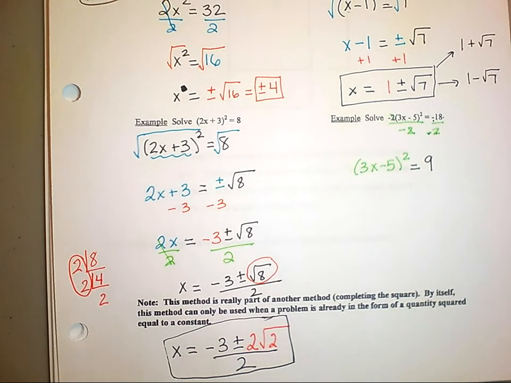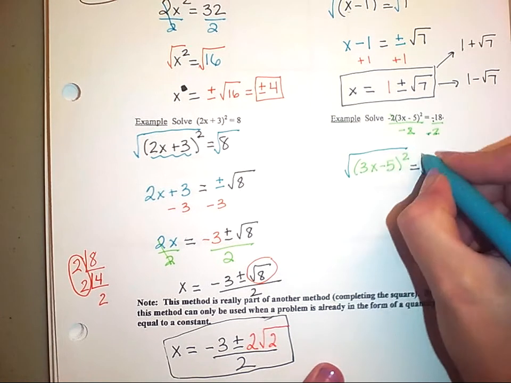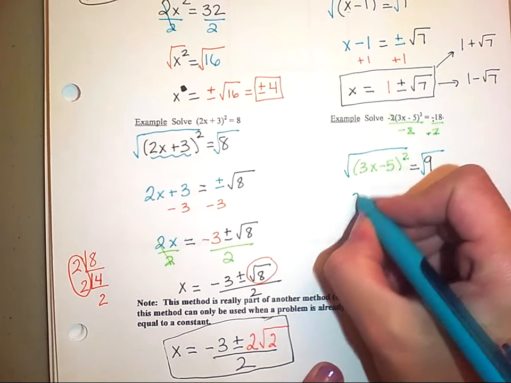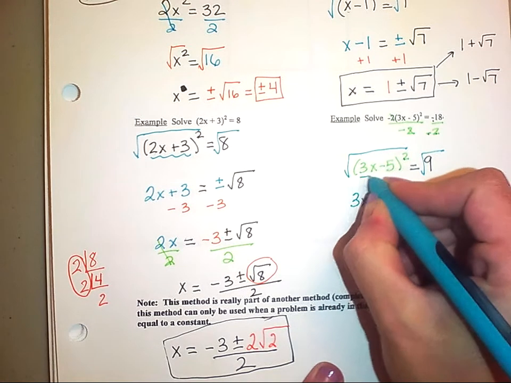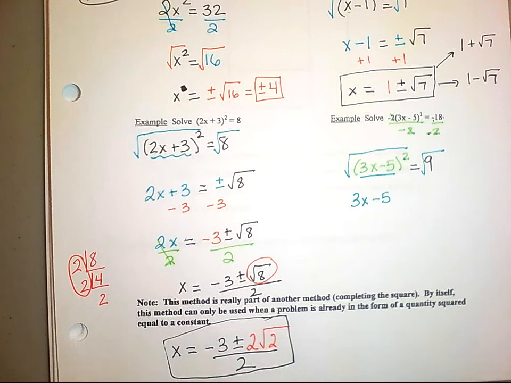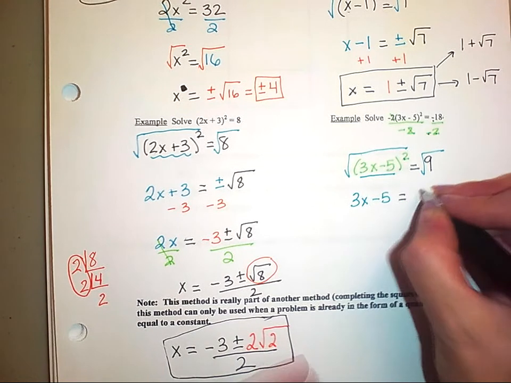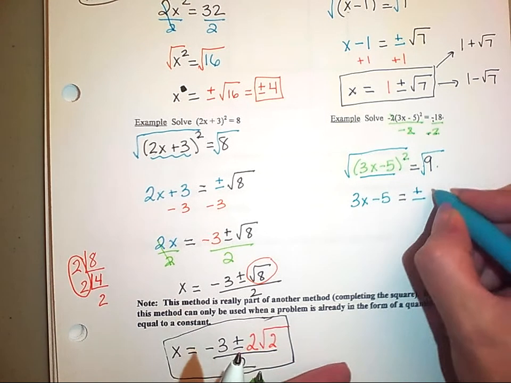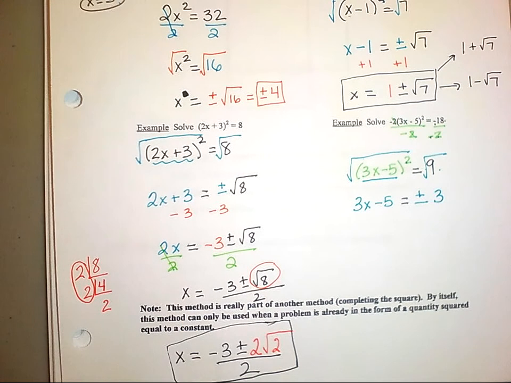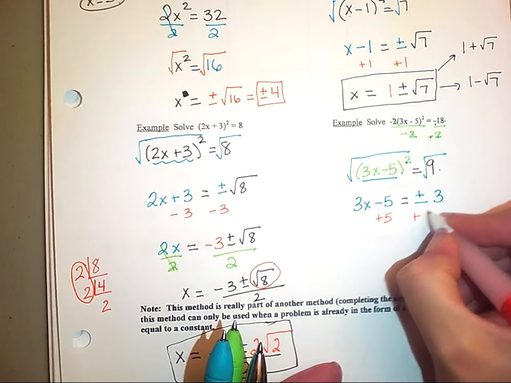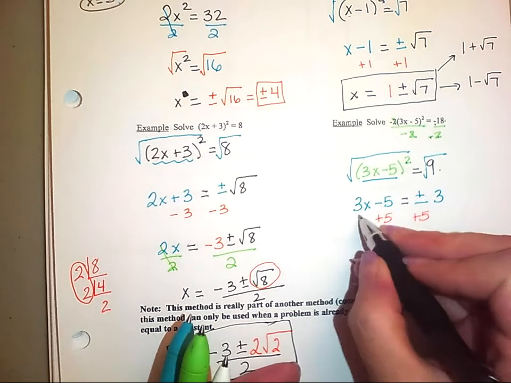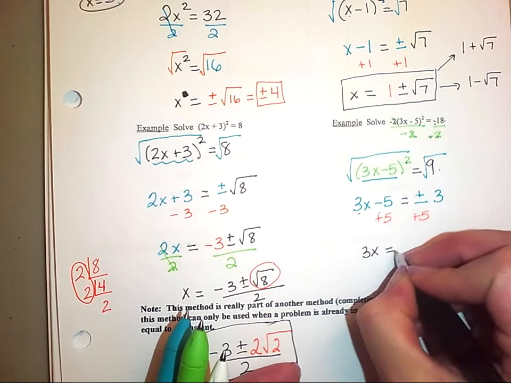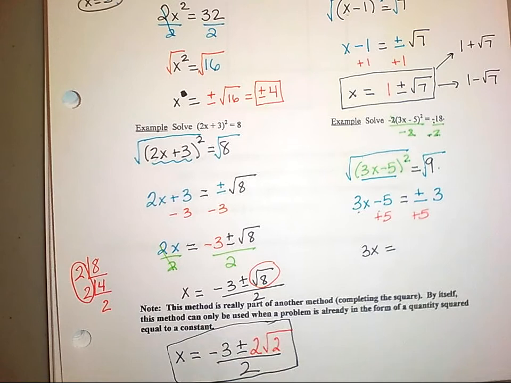Now we'll take the square root. The square root will undo the squaring, so we'll simply get 3x minus 5. That's what's inside of here. And that has to be equal to, and let's not forget, plus or minus. Now the square root of 9 is 3. Now we can add 5 to both sides. So on this side, we'll simply be left with 3x, and then we have 5 plus or minus 3.